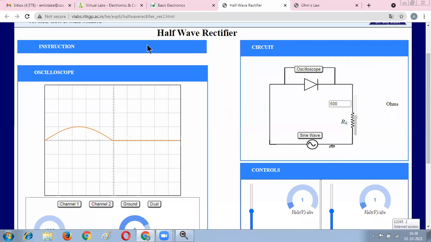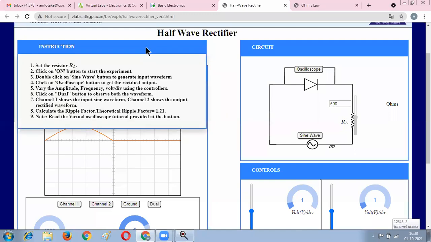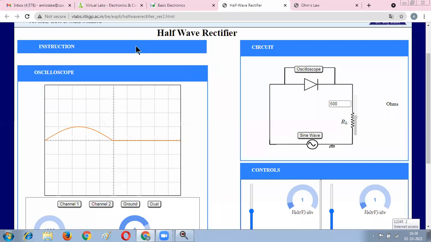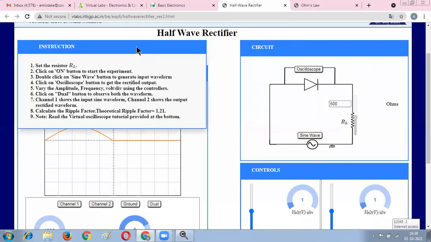आता जर तुम्हाला दोन्ही पण वेव्हफॉर्म, if you want to see the two waveforms, that is input waveform as well as the output waveform on one screen of the oscilloscope, what you are going to do, what step you are going to repeat it. See, vary the amplitude and frequency volt division using the controller.